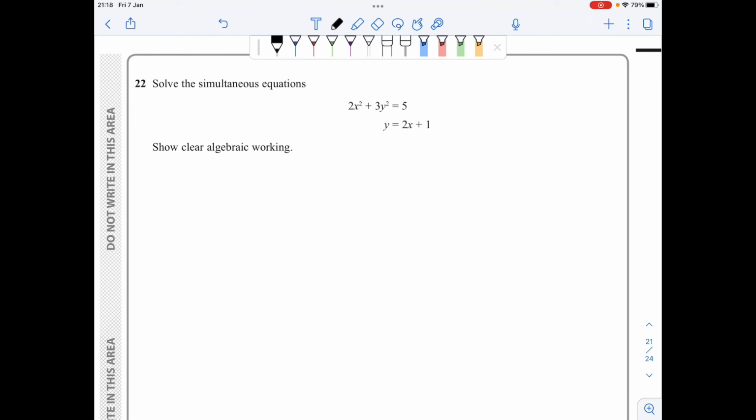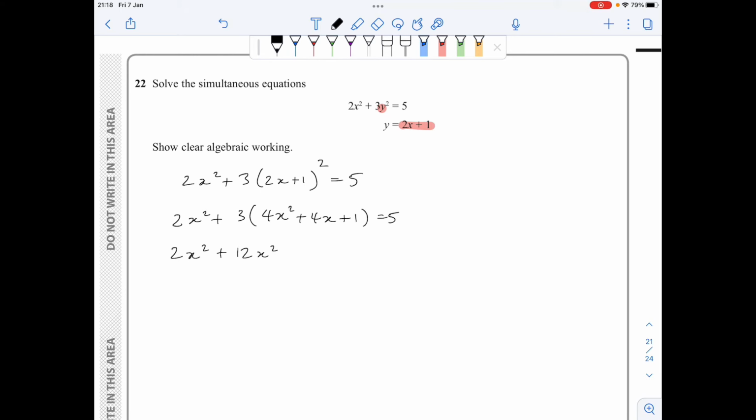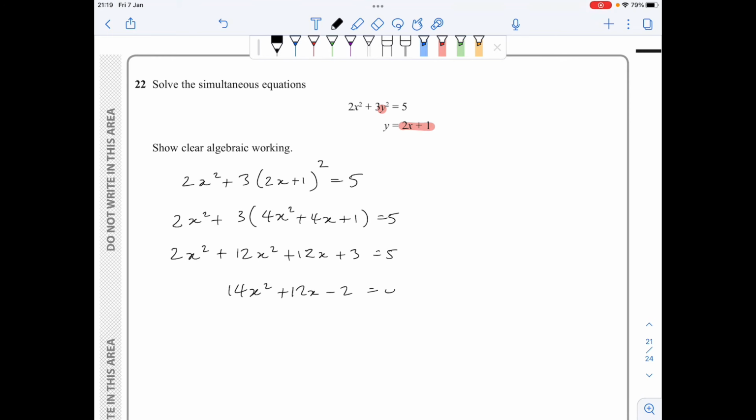In question 22, I need to solve this equation simultaneously. I'll do so by substitution, and I will substitute y with 2x + 1. So I've got 2x² + 3(2x + 1)² = 5. So 2x² + 3(4x² + 4x + 1) = 5. 2x² + 12x² + 12x + 3 = 5, which gives me 14x² + 12x - 2 = 0. Let's divide by 2. So I get 7x² + 6x - 1 = 0.